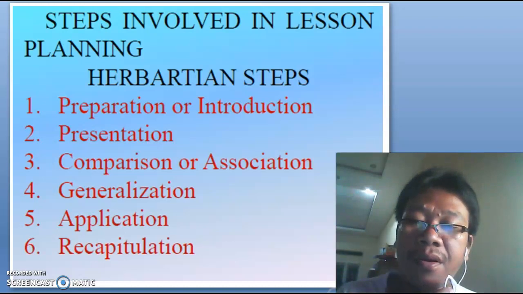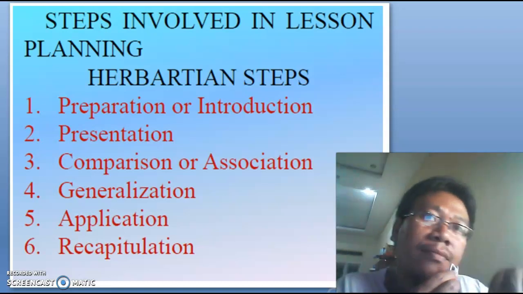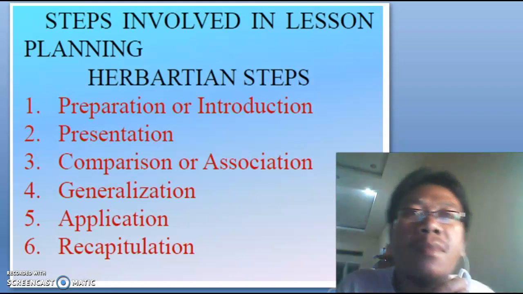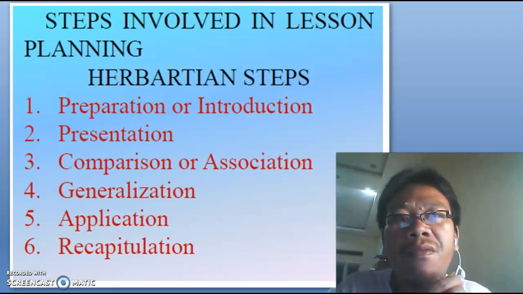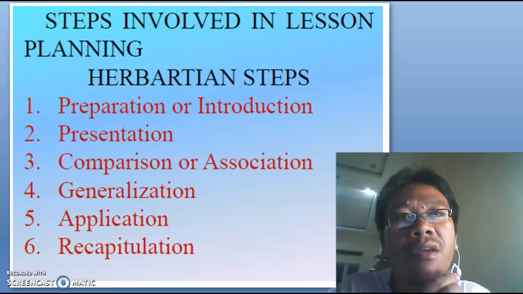Okay, now we continue to the next step, generalization. In this step, the aim of the lesson plan is achieved. This step involves reflective thinking. You know reflective thinking.